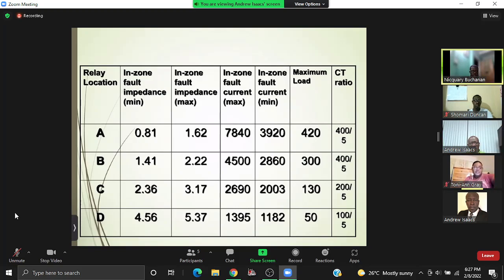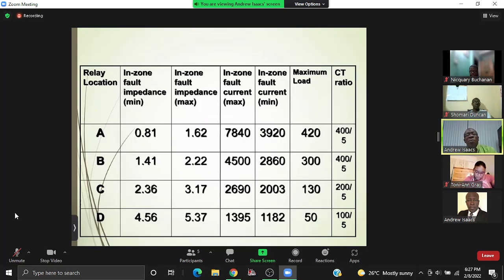Yes, sir. All right, so let's now look at how we go about filling this out. Now you're going to do some calculations so that you're comfortable with it. Up top, we talk about the in-zone impedance.